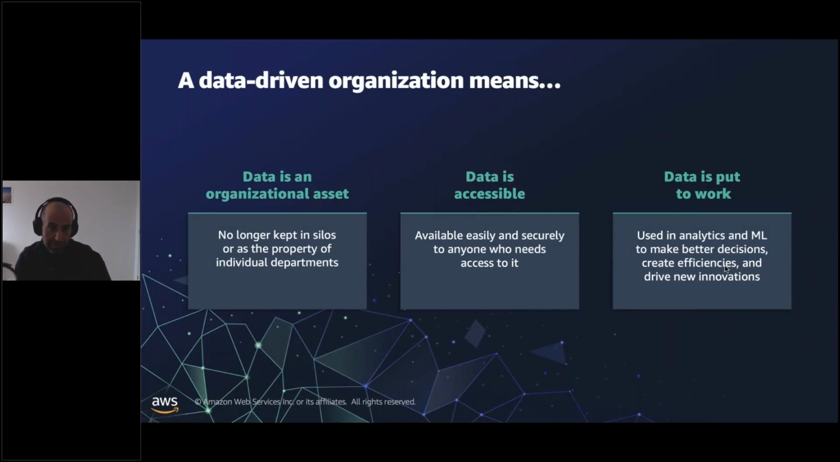A data-driven organization means, first, that data is an organizational asset. For example, you no longer keep the data in silos or as the property of individual departments. The data is accessible. Anyone in the organization who needs to access the data can access it in an easy and secure way. And the last aspect is that the data is put to work. You can use analytics and machine learning to make better decisions, create efficiencies, and drive new innovations.